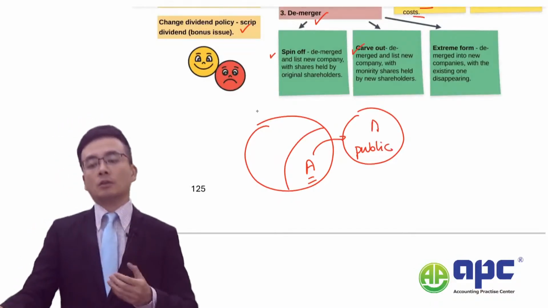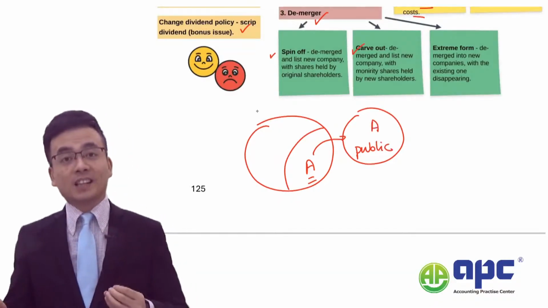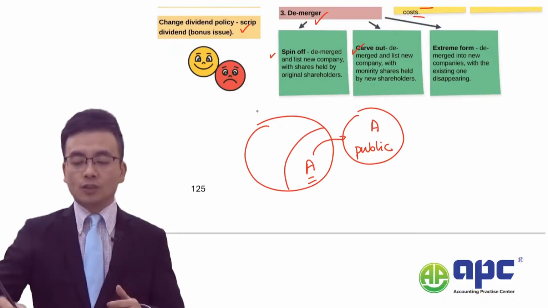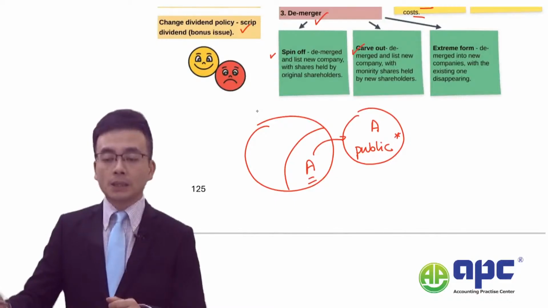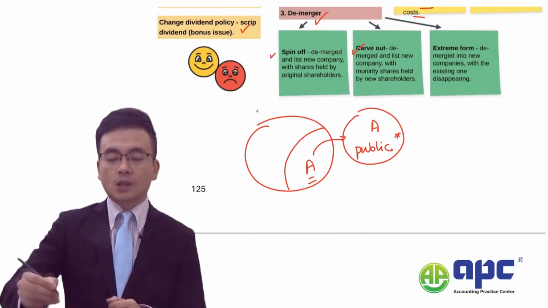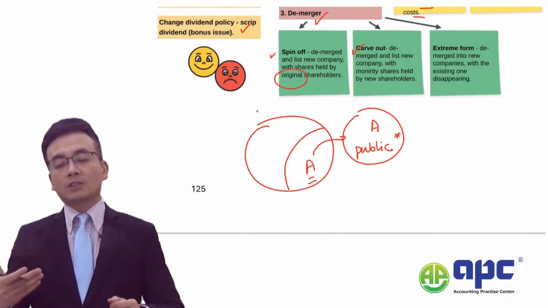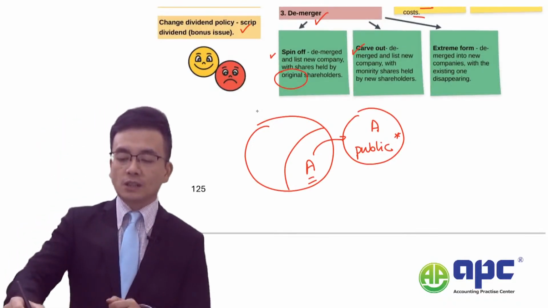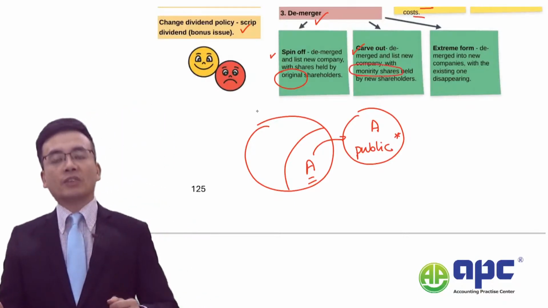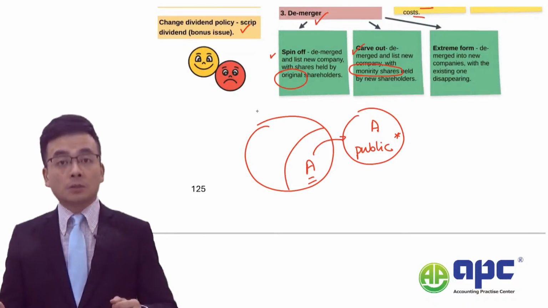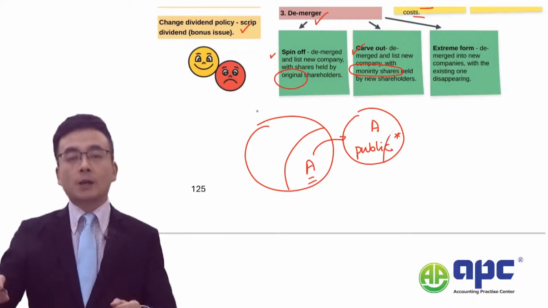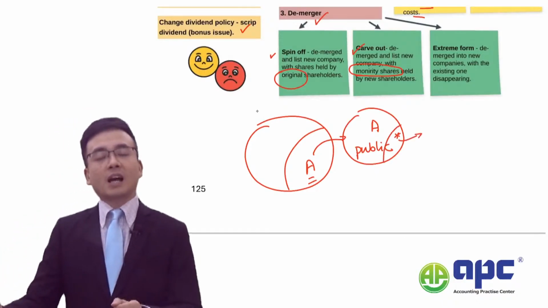Now, it really depends on whether or not that new entity becoming the public listed company will have its shareholdings held by the existing shareholders. Now, if that's the case, that's called a spin-off, if yes. If no, which means introducing some smaller shareholders, which means minority shares, usually below 20%, allowing parts of that to be held by new shareholders, that's called a carve-out.